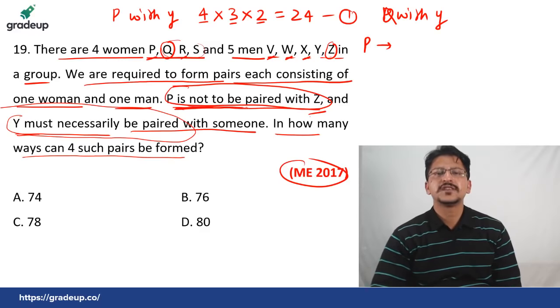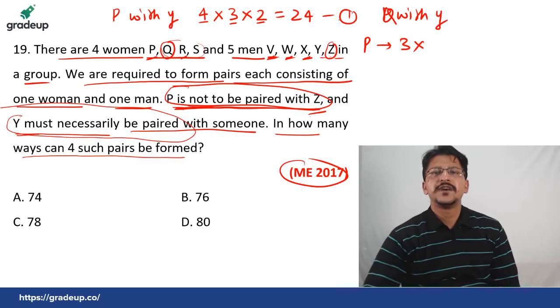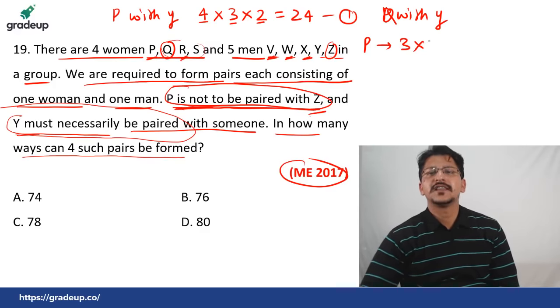Okay. P is not paired with Z. So P is paired with 3, V, W, and X. Q is paired with Y. R can be paired with another 3, and S can be paired with 2. So the total number of outcomes from here is 18.